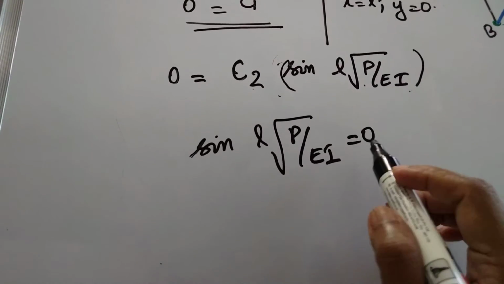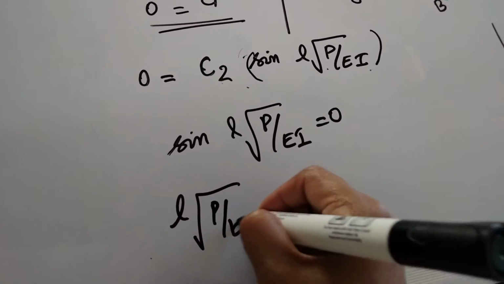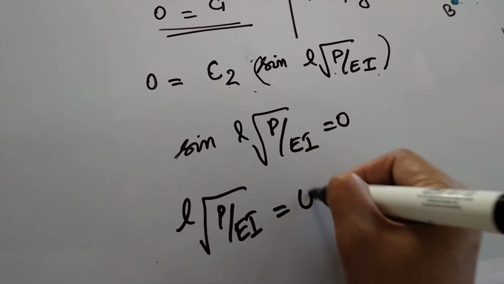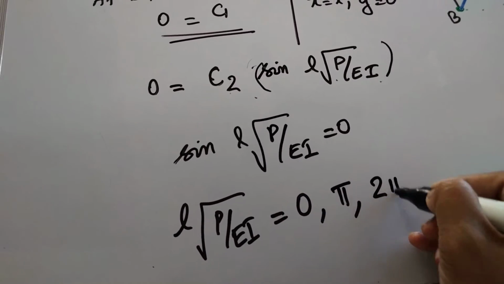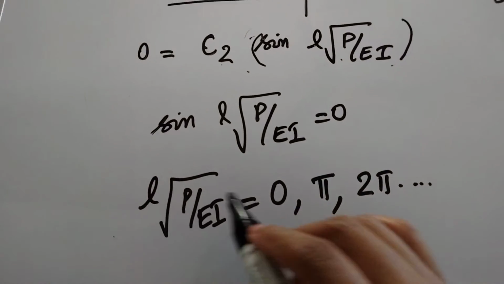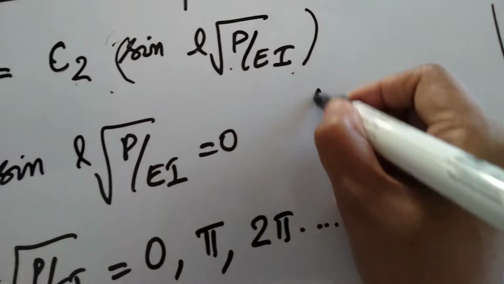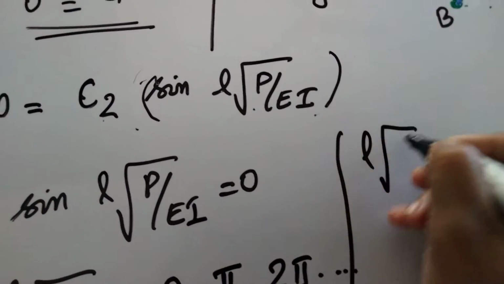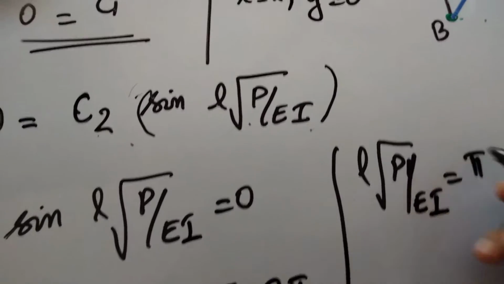Sine is 0. That means L into root of P by EI can take either 0 value, or 180 degrees, that is pi, or 360 degrees, 2 pi, etc. So the minimum value it can take is pi. That means L root of P by EI is equal to pi.